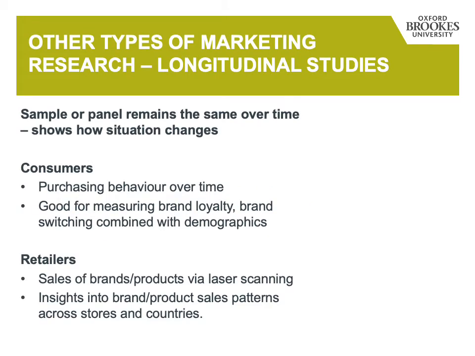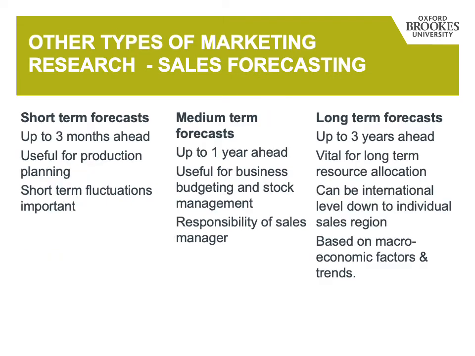Other types of marketing research. Longitudinal studies: the sample or panel remains the same over time, showing how the situation changes. Consumers' purchasing behavior over time is good for measuring brand loyalty and brand switching combined with demographics. Retailers: sales of brands and products via laser scanning give insights into brand, product, and sales patterns across stores and countries.